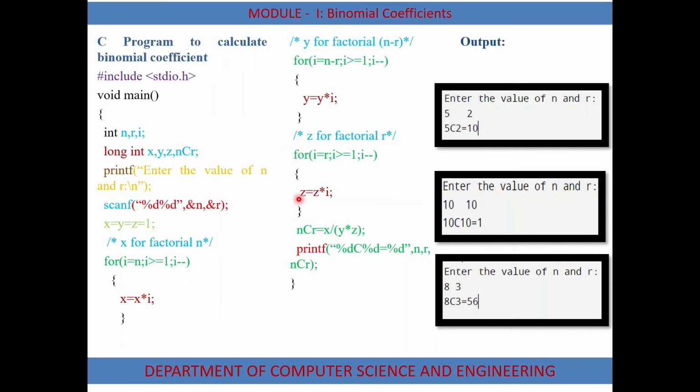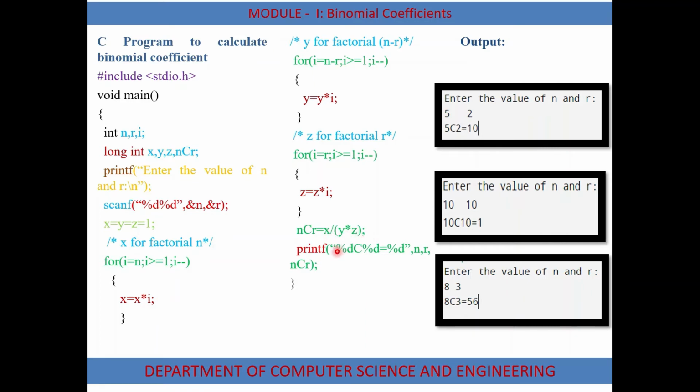Now what is the value of x? What we got from this? x is nothing but 120, divided by y, which is nothing but 6, z is nothing but 2. That is 120 divided by 6 into 2. That is 120 divided by 12. That is nothing but 10.